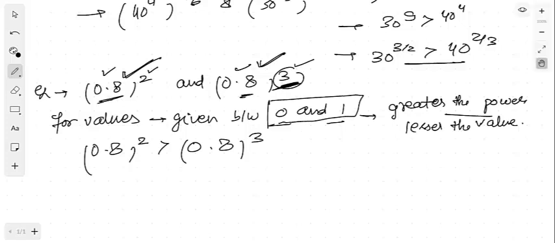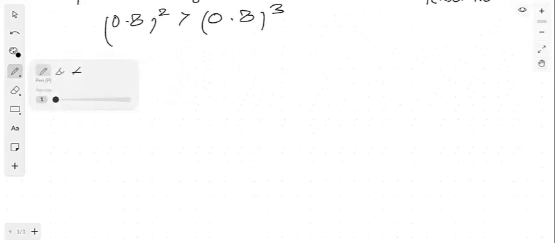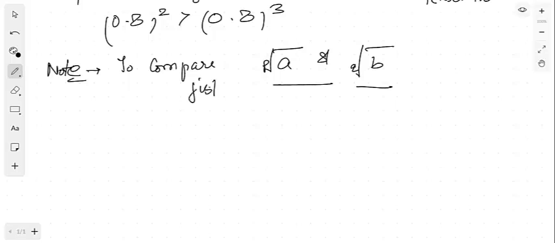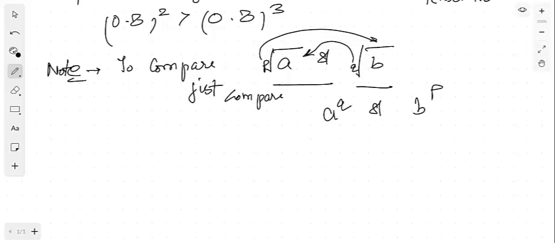Right, now there is one more type of question on this. You can take it as a note also. You have to compare, suppose the A-th root of... P and Q and B. To compare these terms, instead of comparing these values under root, just compare A to the power Q and B to the power P. Take this Q here and take this P here and remove the roots.